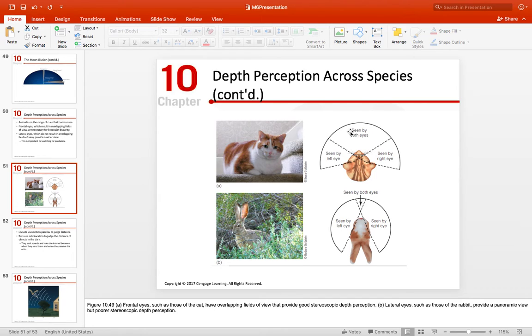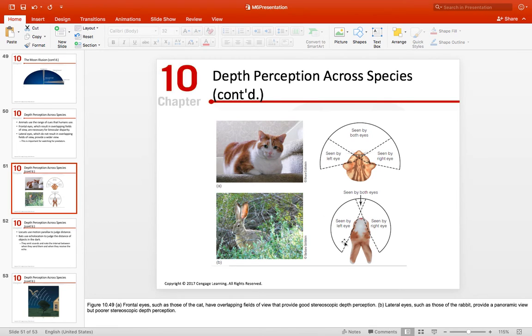Humans are basically predators, in the sense that our ancestors hunted for food. They had to kill animals and such. They had to gather as well, and that requires depth perception. Here's a little rabbit going to run away from the wolf or whatever.